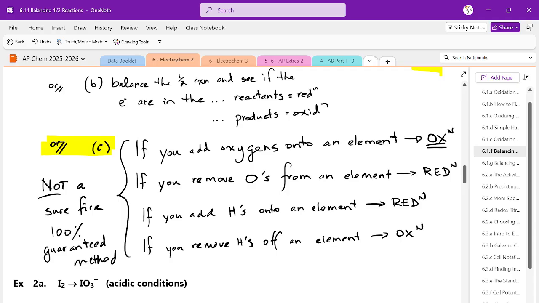The other two are, if you find the oxidation numbers and that oxidation number goes up, it has been oxidized. If the electrons are in the reactants, it has been reduced. But this one is just something I'll do this way, and then if I have time later, I will check it to make sure. Does that make sense?